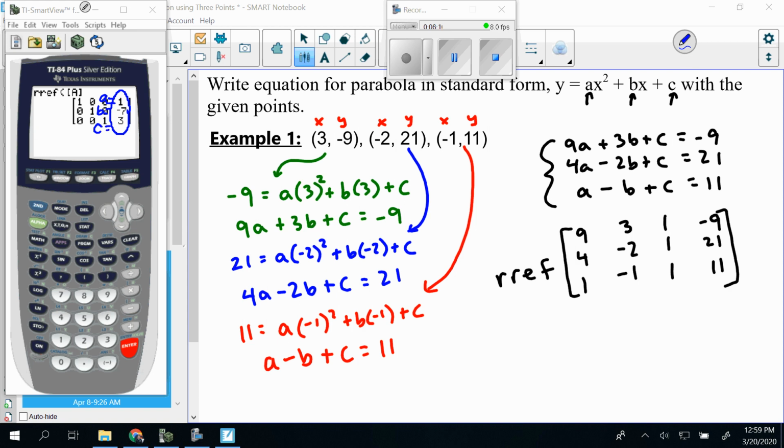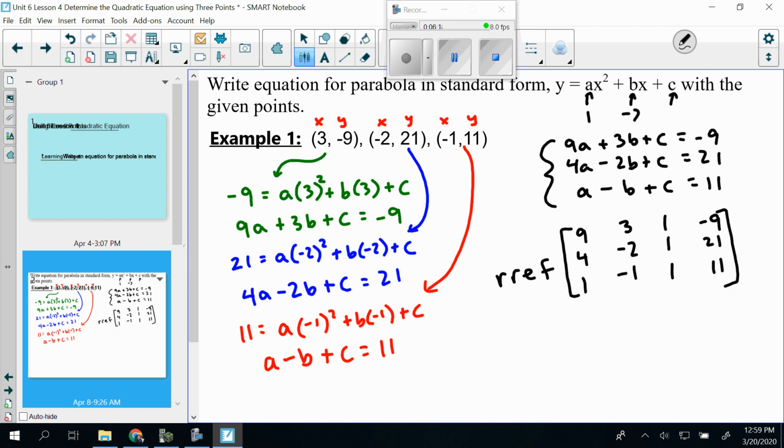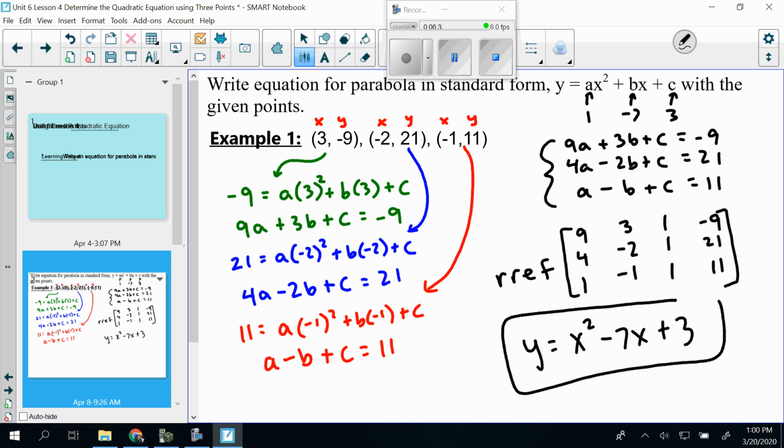So now we know what this equation is going to be in this one. So we're putting 1 here, -7 here, and 3 in for C. So our equation then becomes y equals 1x squared, or just x squared, minus 7x plus 3. And this would be the equation of this one in standard form.